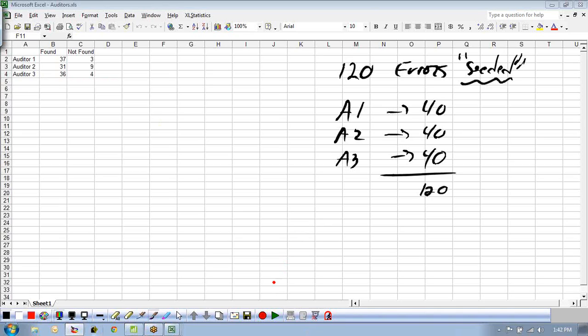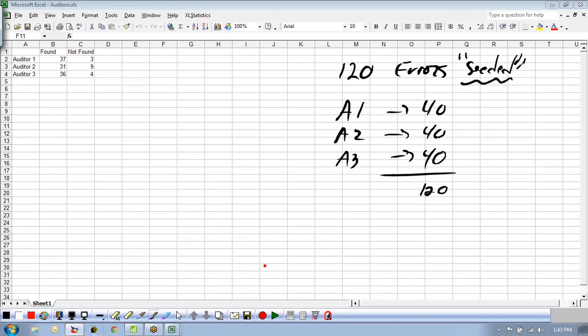Now the question I would have, now notice that the data are not raw. If I wanted to put the data into raw, I could certainly do that. I could certainly create columns like Auditor 1, how many did he have? 37 yeses, 3 no's. Auditor 2, 31 yeses, 9 no's. Auditor 3, 36 yeses, 4 no's. I could create that data, right, and then do the whole thing in Excel stats. That would be fine. I could do that.